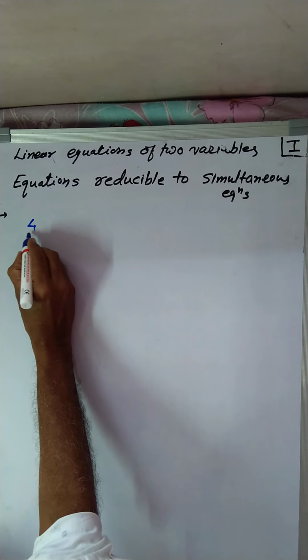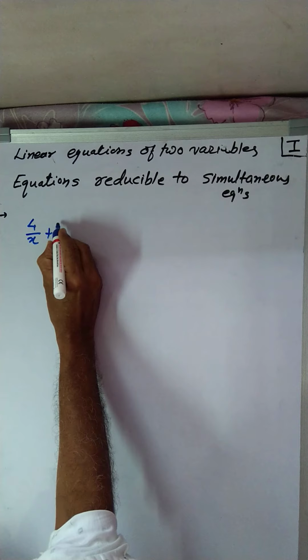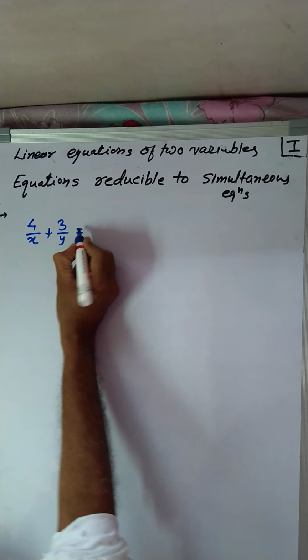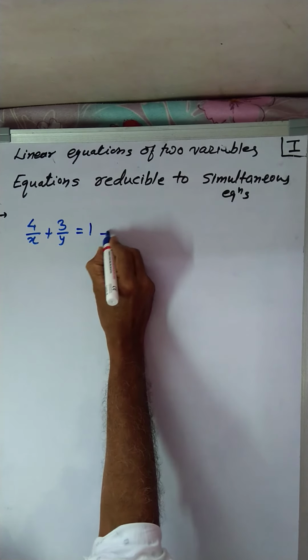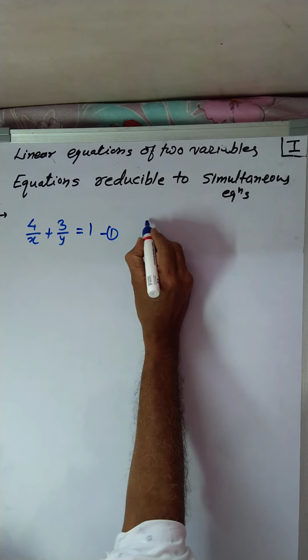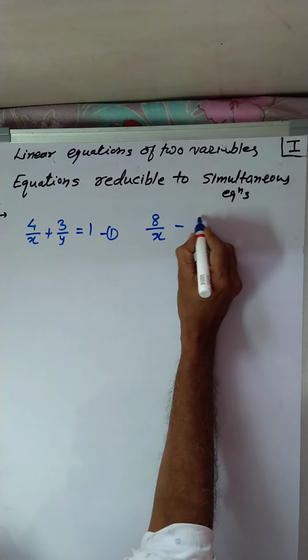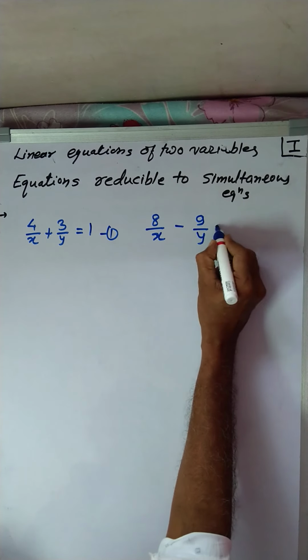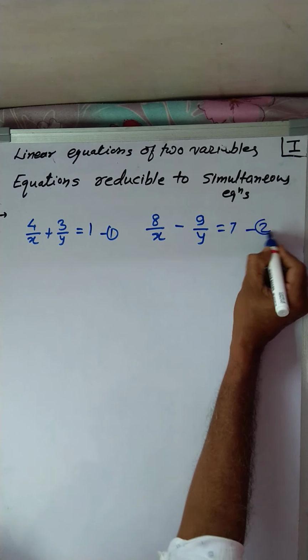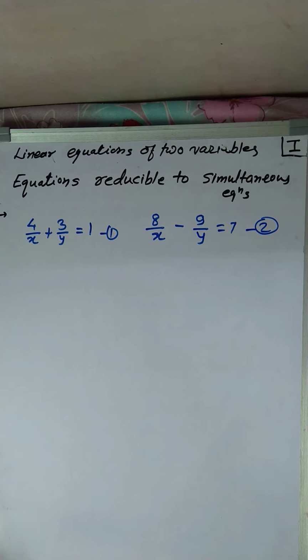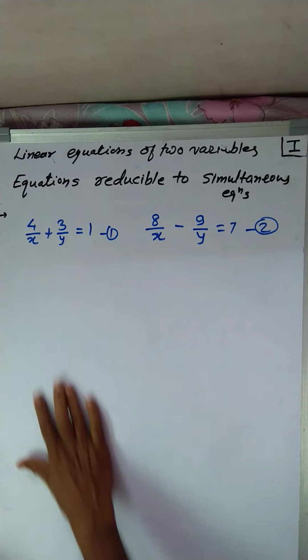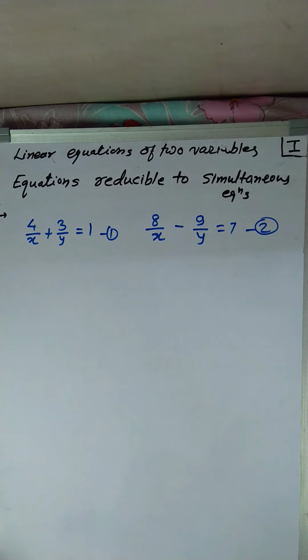Let 4 upon x plus 3 upon y is equal to 1. The first equation is given, and the second equation is 8 upon x minus 9 upon y is equal to 7. That is the second equation given. This is not a linear equation in two variables because the degree of the variable x is -1 and y is also -1. That means these are not linear equations.